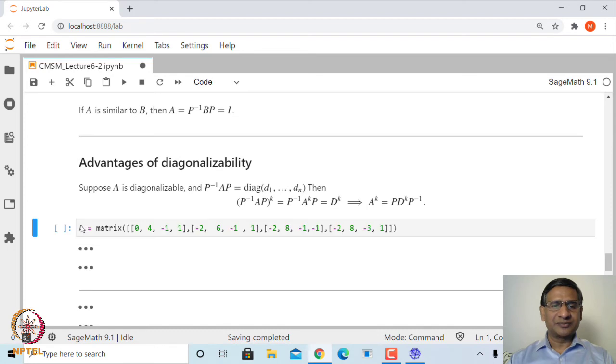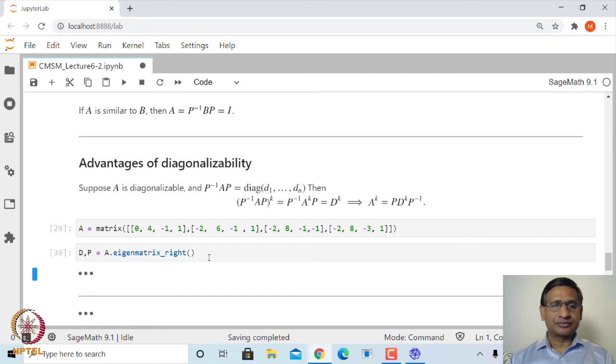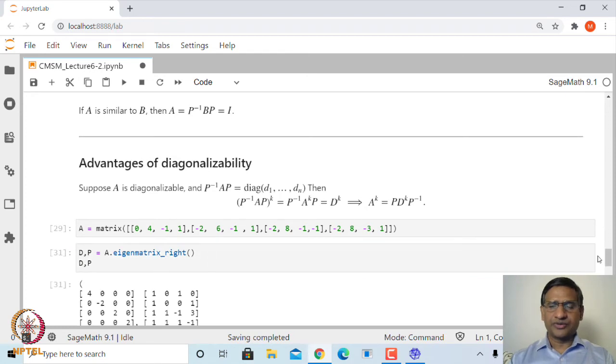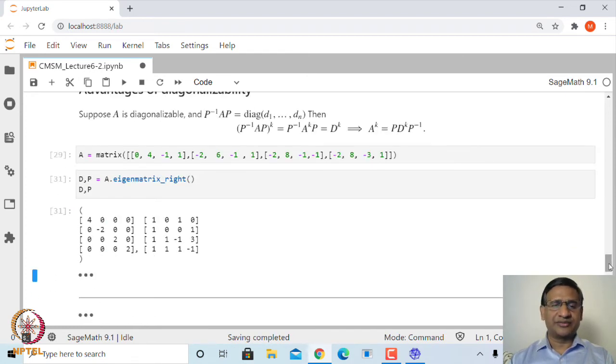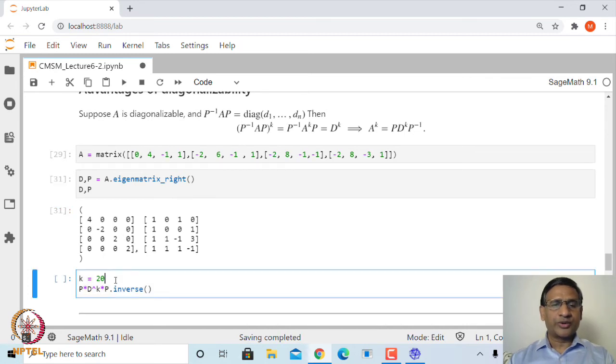So, before that, let us look at this matrix A and check whether it is diagonalizable. Let us print D and P. This is the same matrix which we started with. So, this is a diagonalizable matrix and P is the diagonalizing matrix, and let us find, say, A to the power 20. What will be A to the power 20 by this result? It is nothing but P into D to the power 20 into P inverse.